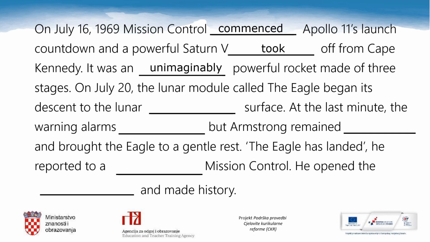On July 20th, the lunar module called the Eagle began its descent to the lunar powdery surface. At the last minute, the warning alarms blared, but Armstrong remained collected and brought the Eagle to a gentle rest. "The Eagle has landed," he reported to a white-knuckled Mission Control. He opened the hatch and made history.